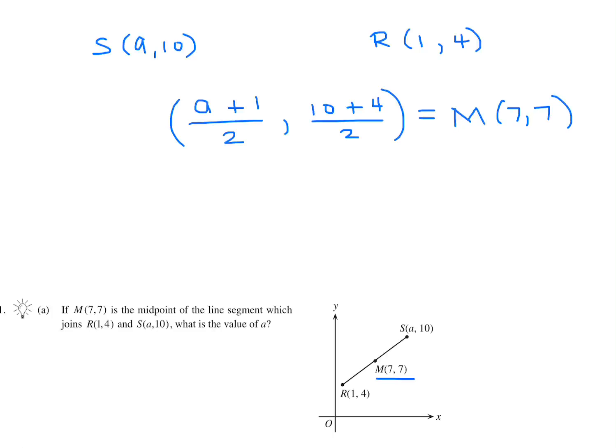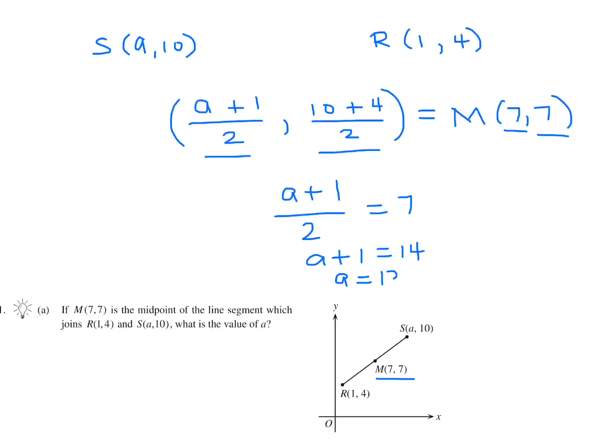So each of these equals 7. So this is 7 and that is 7. So we'll just use the first one because that's the one that has the A. (A plus 1) over 2 is 7, and therefore A plus 1 is 14. And solving for A, you get A is equal to 13. So what is the value of A? A is 13.